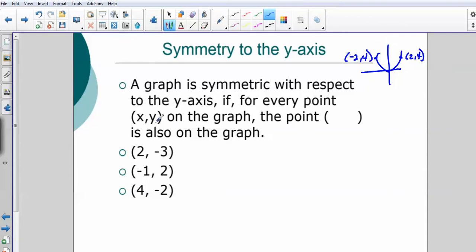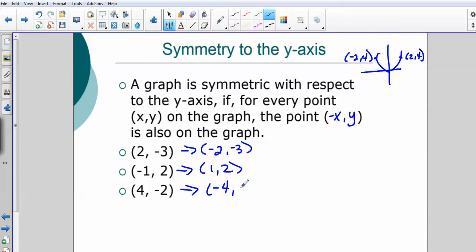So anytime x, y is on the graph, if it's symmetric to the y-axis, you will also have negative x, y on the graph. So if I give you one point, you can tell me another point on the graph just by using that symmetry. Just take the opposite of the x. You will tell me, in this case, that negative 2, negative 3 is also on the graph. Positive 1, positive 2 is on the graph. And negative 4, negative 2 is on the graph.